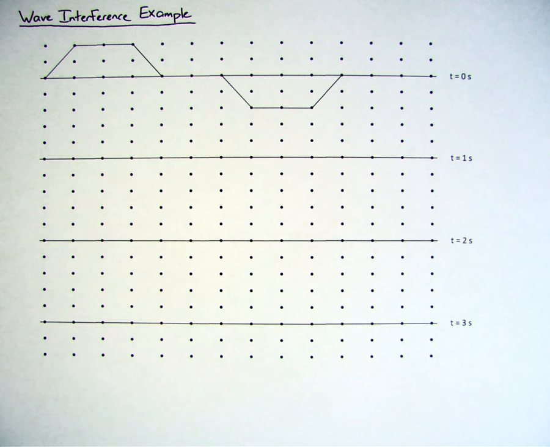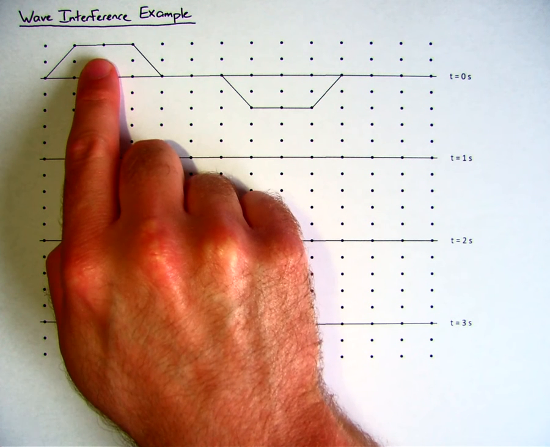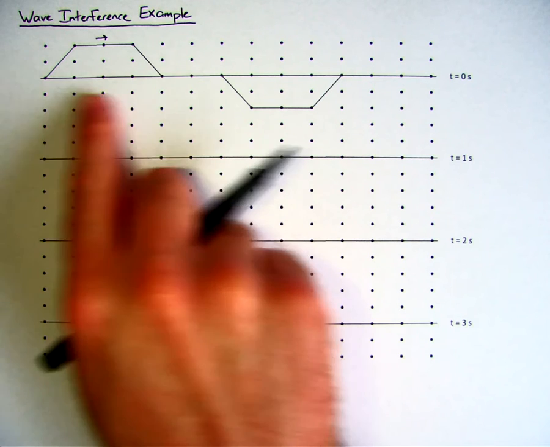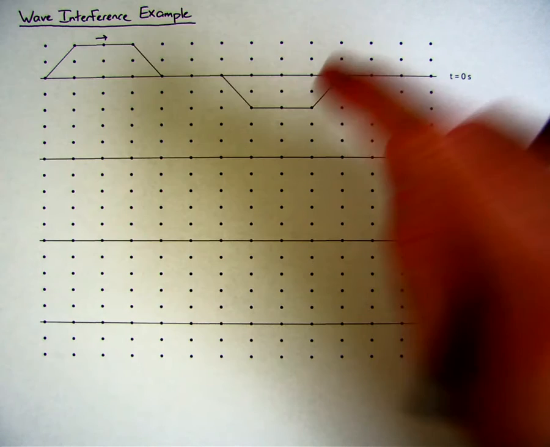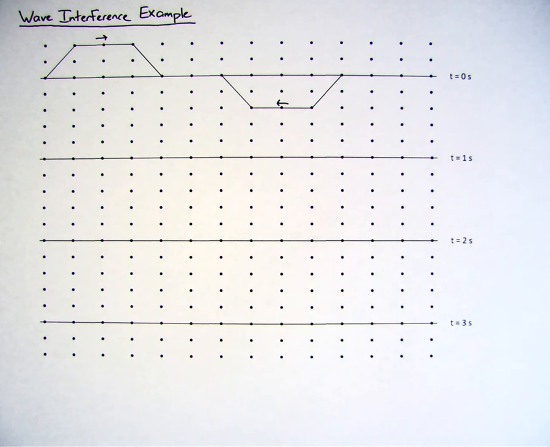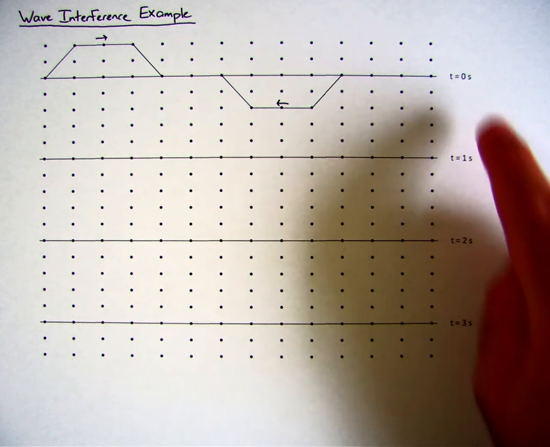This example will show you how to draw out interference between two different waves. In this case, I have this one wave over here on the left-hand side of the sheet, and we're going to say that this wave is moving to the right at 1 space per second, which means basically just over one dot every second. And let's just say that this wave over here is moving to the left at one space per second. Now, I have this set up where we have just second intervals, so 0 seconds, 1 second, 2 seconds, 3 seconds.